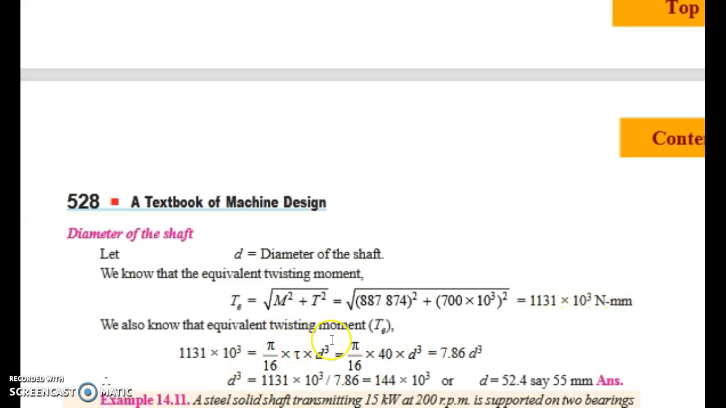Then if we use the equivalent twisting moment, what is that value? T is equal to pi by 16 tau d cube. And the value of tau is given in our question. If we substitute this value in this equation, we will get the diameter d equal to 52.4. So we can convert it into a standardized value, that is equal to 55 mm. Okay, thank you.